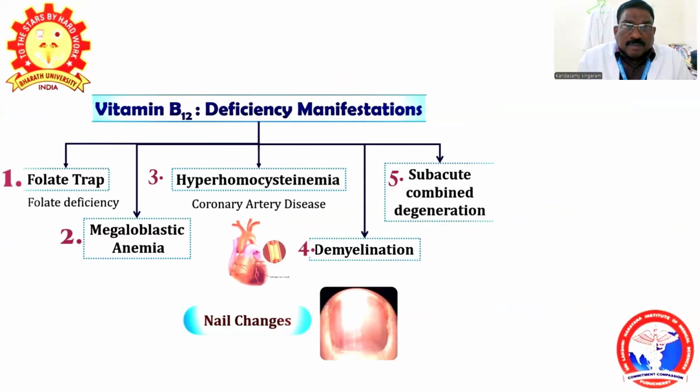What are the vitamin B12 deficiency manifestations? We can study under 5 headlines. The first one is folate trap. Second one is megaloblastic anemia. Third one is hyperhomocysteinemia. The fourth one is demyelination. And fifth one is subacute combined degeneration. We will see one by one.